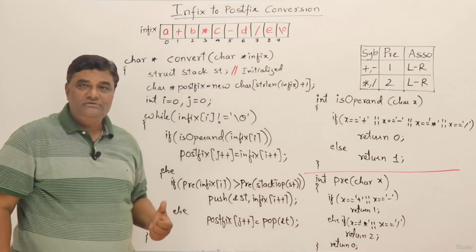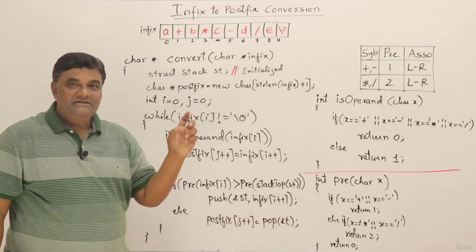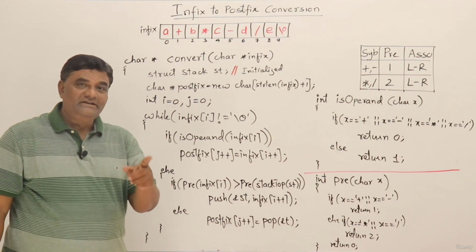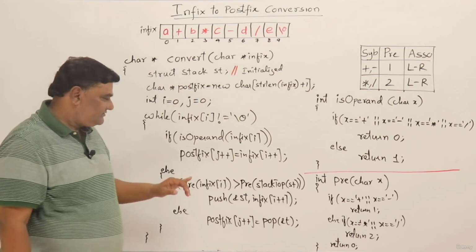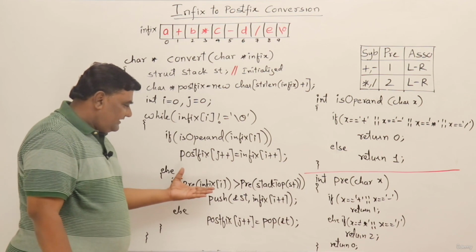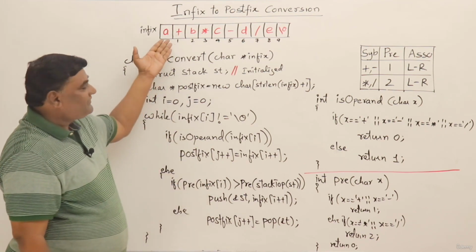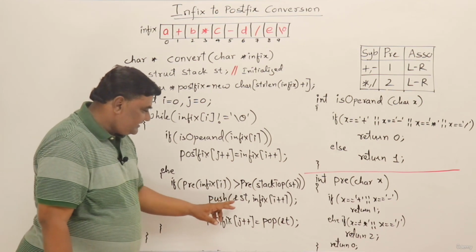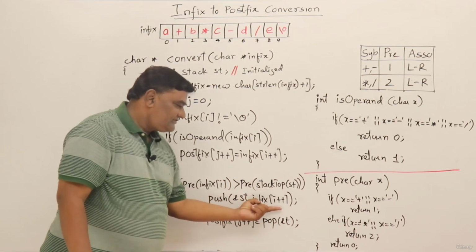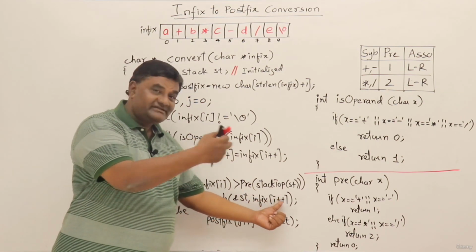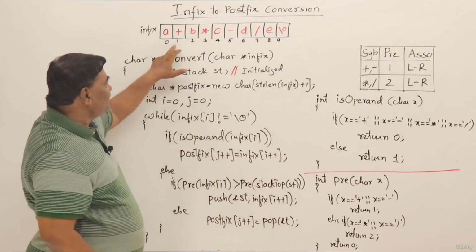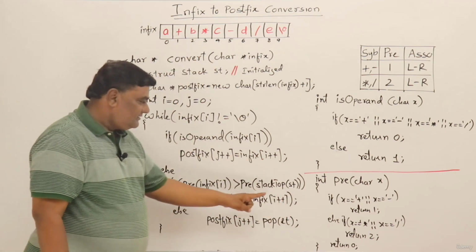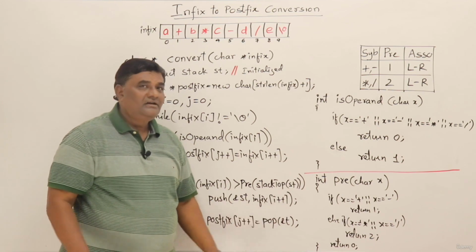The stack top function, we already know, gives the topmost symbol in the stack, and we know the stack contains only operators. So check their precedences. If the precedence of this symbol from the infix is greater, we know we will push it into the stack. Push infix of i into stack st, and also move to the next symbol in infix. So if you have pushed this one, go to the next symbol, i plus plus.